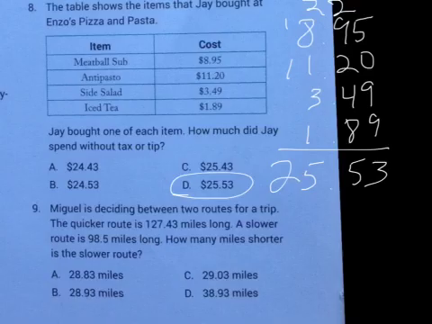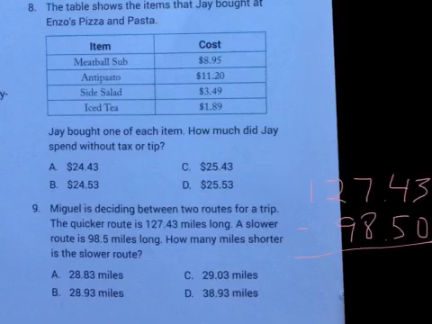Okay, so let's look at number 9. Miguel is deciding between 2 routes for a trip. The quicker route is 173.43 miles long. The slower route is 98.5 miles long. How many miles shorter is the slower route? So we know, just looking at problem 9, we are going to subtract. So let's subtract these numbers.